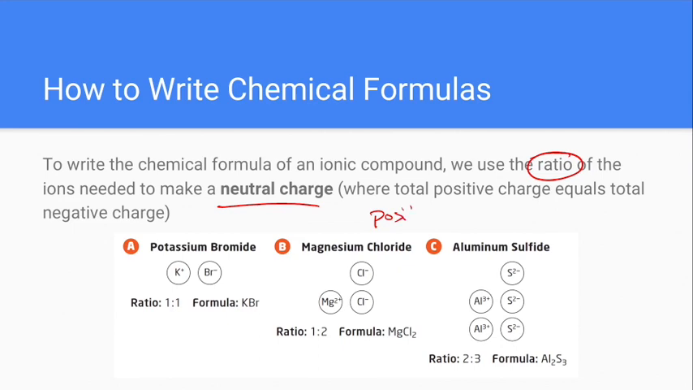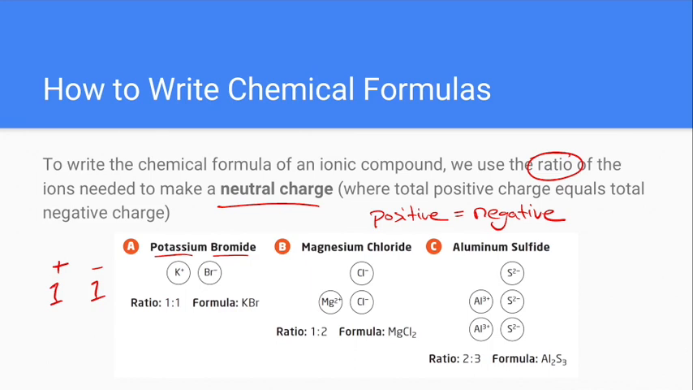So positive equals negative. So the neutral charge is when the positive equals the negative. So let's look at our example here, potassium bromide. So it's potassium and a bromine. Potassium is +1. So when you see a plus or a minus, it just means that it's 1. It just means that there's 1. You might see plus, 2 plus, or 3 plus, but just a plus means just 1.